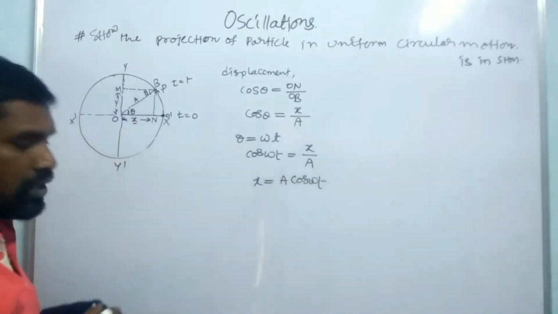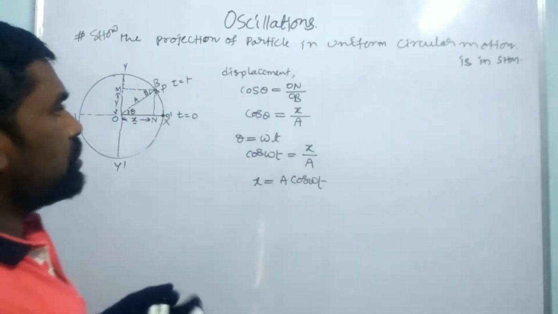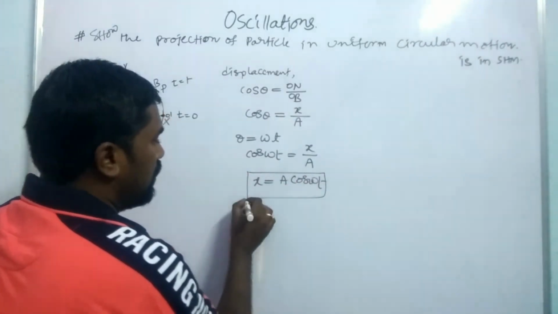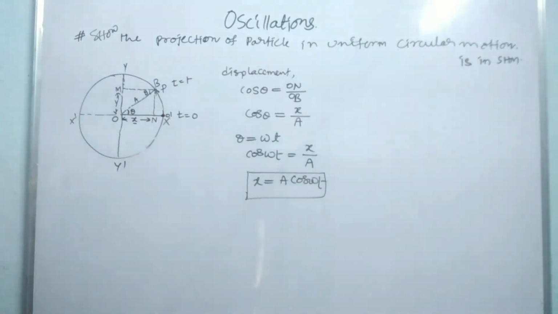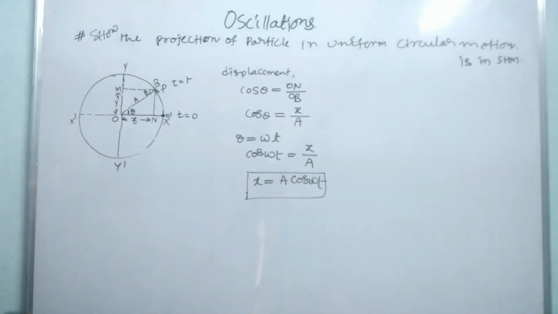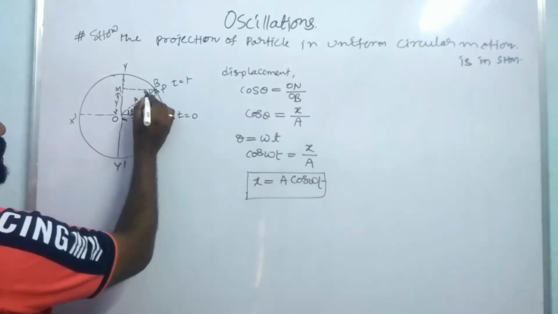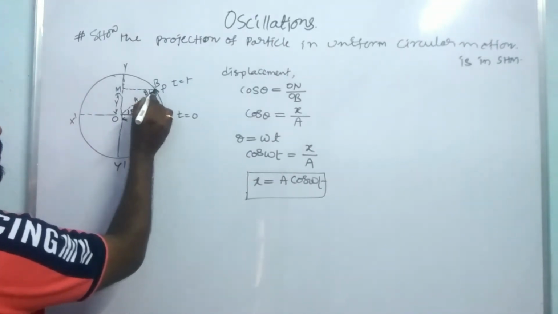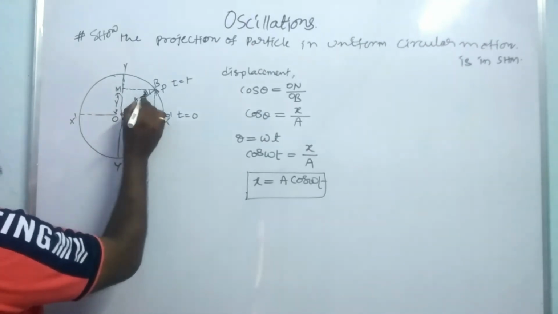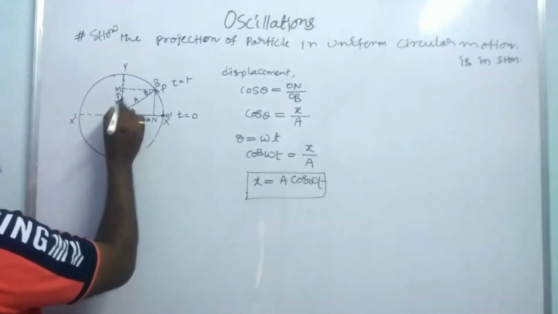So this is the displacement of the particle which is in uniform circular motion. Very, very important. So if we have taken this other right angle triangle, then the displacement of the particle from O to M, which is y, is the opposite side of this triangle.